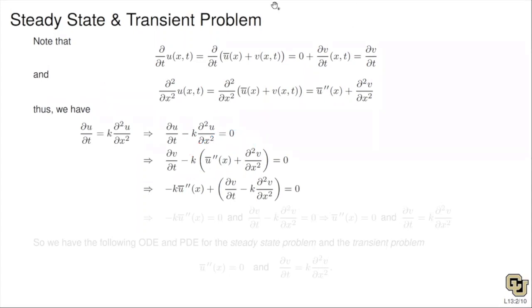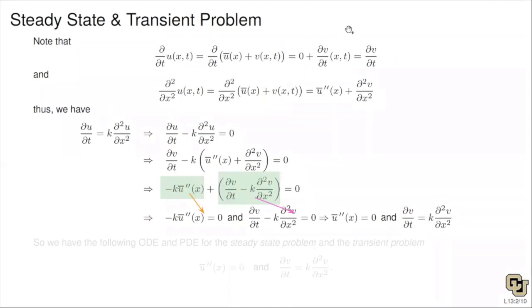And so now, one way I like to think about it is, okay, I'm going to let this part be equal to 0 and let this part be equal to 0. And that gives me my two equations. Here's equation 1, and here's equation 2. Set them each equal to 0. And on this minus k u double prime of x, you can divide both sides by k. And so here is the ODE and PDE for the steady state and transient, okay?